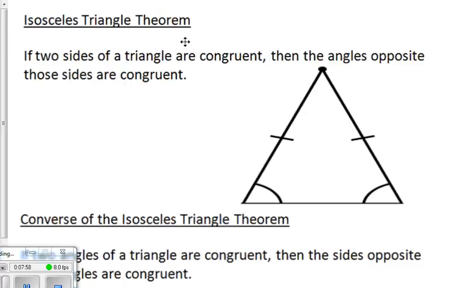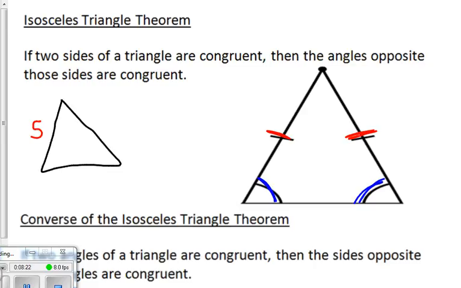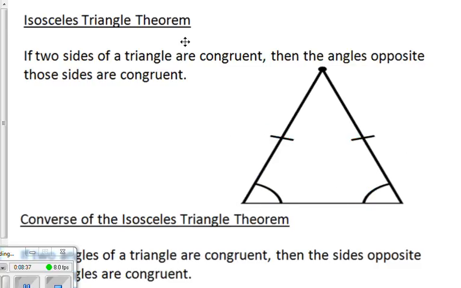The isosceles triangle theorem, again, that one should be reviewed. We did that last unit. Basically it just says if 2 sides of a triangle are congruent, so if I told you this side is congruent to this side, then you would know for sure this angle has to be congruent to this angle. They have to be the same. So if I gave you a triangle and I said that this is 5 feet, this is 5 feet, you would know that whatever this angle is, this angle has to be the same measure. Okay, so that's the first part of the isosceles triangle theorem.